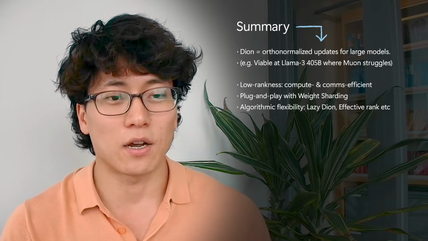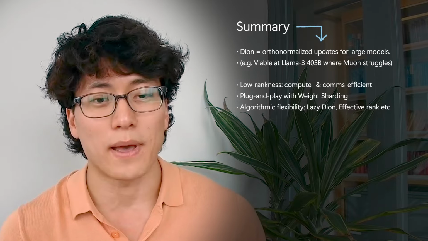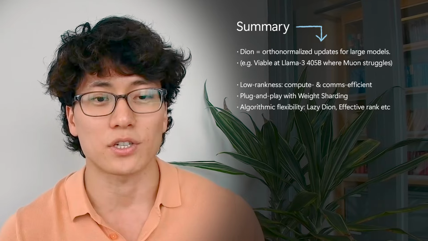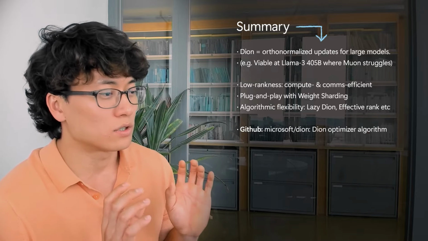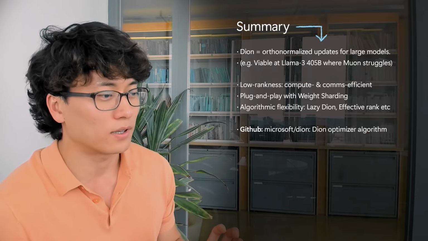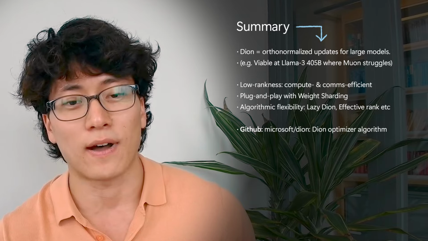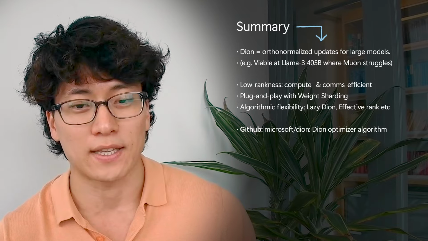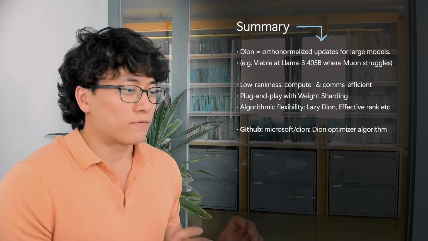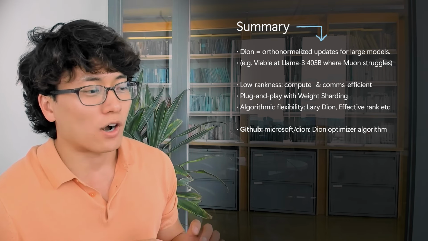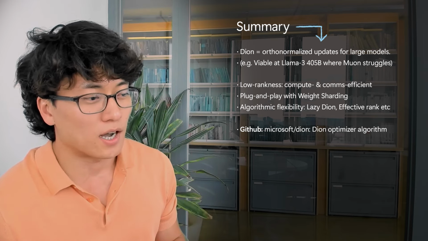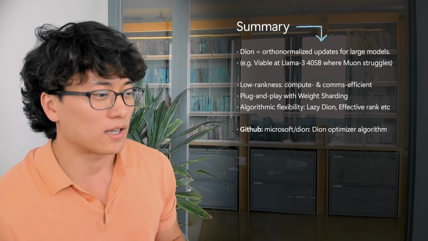Another nice thing about Dion is that it's fully compatible with weight sharding strategies. As I highlighted, it leads to great algorithmic flexibility. For example, in the paper, you can find a lazy Dion variant and an effective rank variant. We fully open sourced both our one-way sharding and two-way sharding implementation of Dion in the following GitHub link.